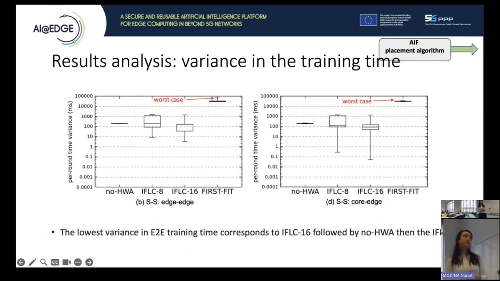Then we have the variance in the training time. The thing also to note here is that in order to reduce the number of stragglers, we will also try to reduce this variance, because the stragglers finally come from this variance in the training time. So you can also see that the first fit is not really caring about this variance in the training time. It will just try to activate the highest number of IAFs in order to reduce the end-to-end learning time. But in that case, you may have some nodes where, for example, one has very high CPU resources, the other one has very low CPU resources, which can cause this very high variance.